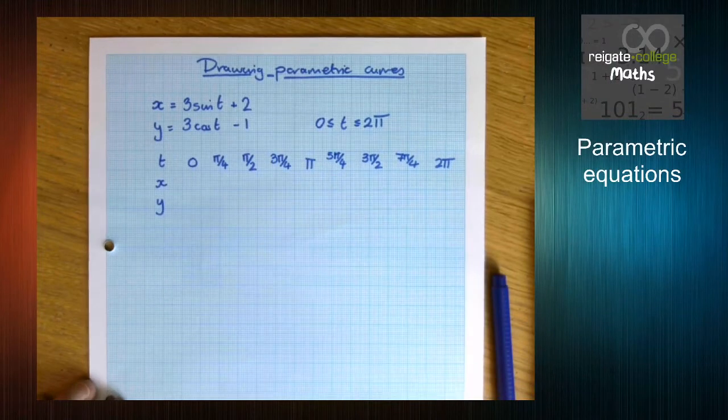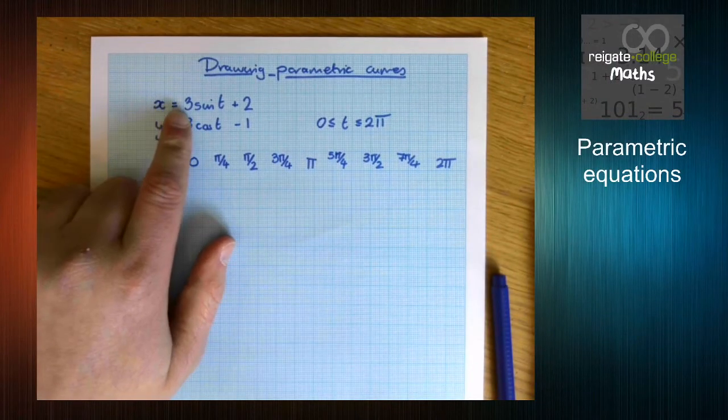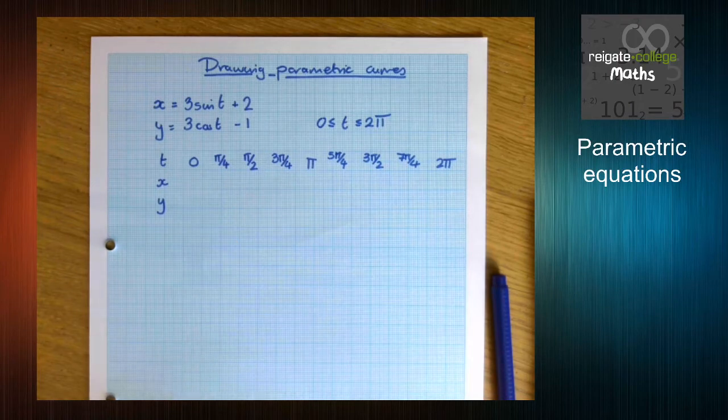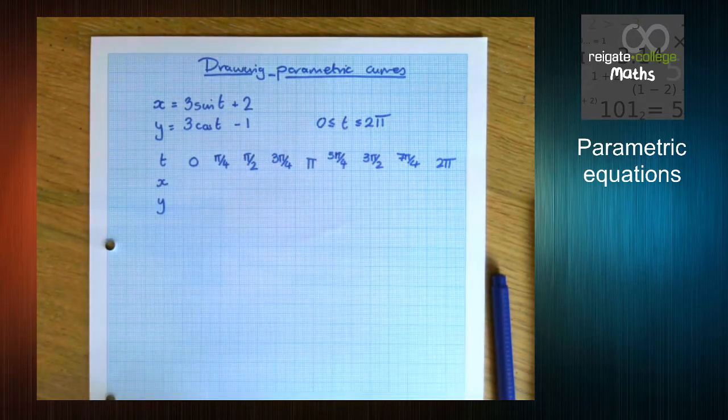So we've got this example here. We're going to draw the graph given by the parametric equations x equals 3 sine t plus 2 and y equals 3 cos t minus 1. And we're going to choose the values of t between 0 and 2 pi.